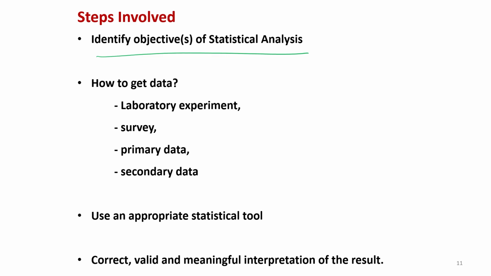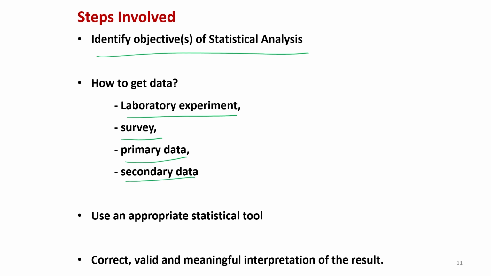Now, based on that objective, you have to collect the data on the relevant variables, right? It is something like this. If you want to find out the average age of the students in a class, then you need to collect the data on the ages of the students in that class only. So how to get such data? Such data can be obtained from a laboratory experiment, which is more or less a controlled environment, survey, primary data, secondary data, and many other resources.